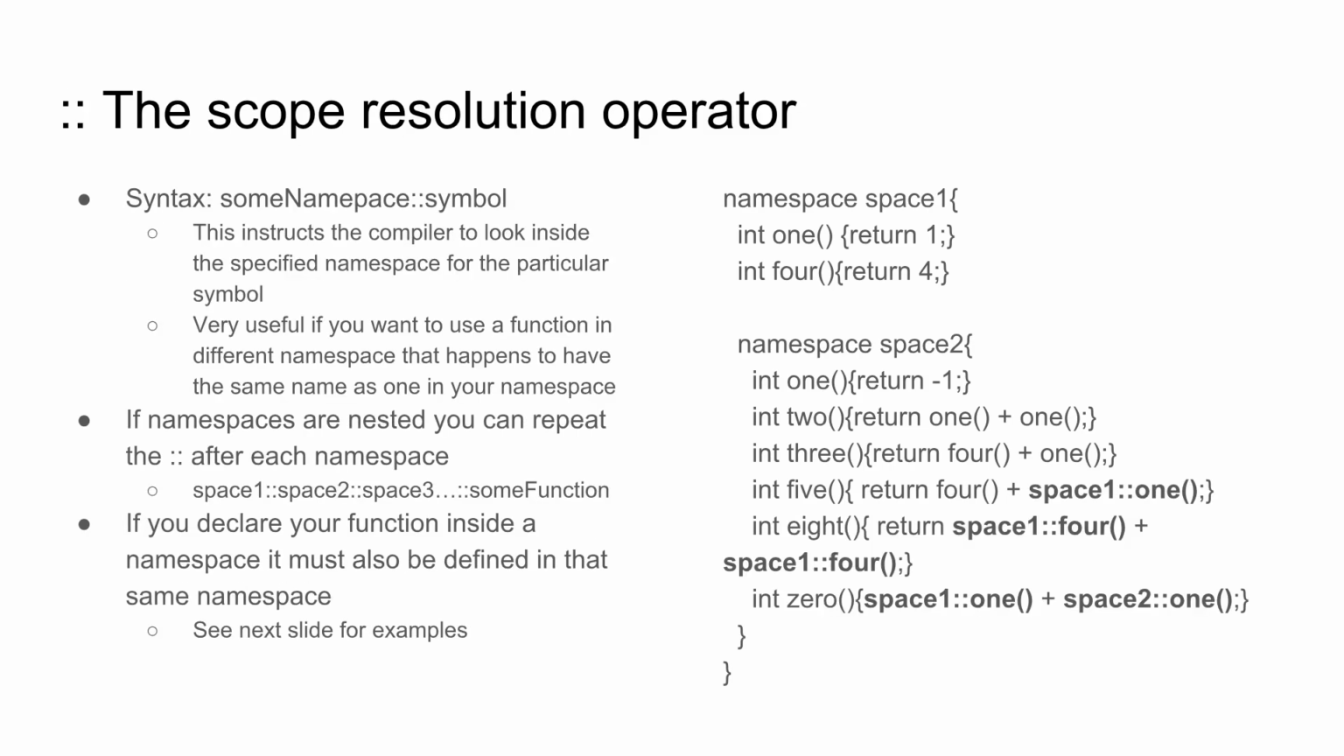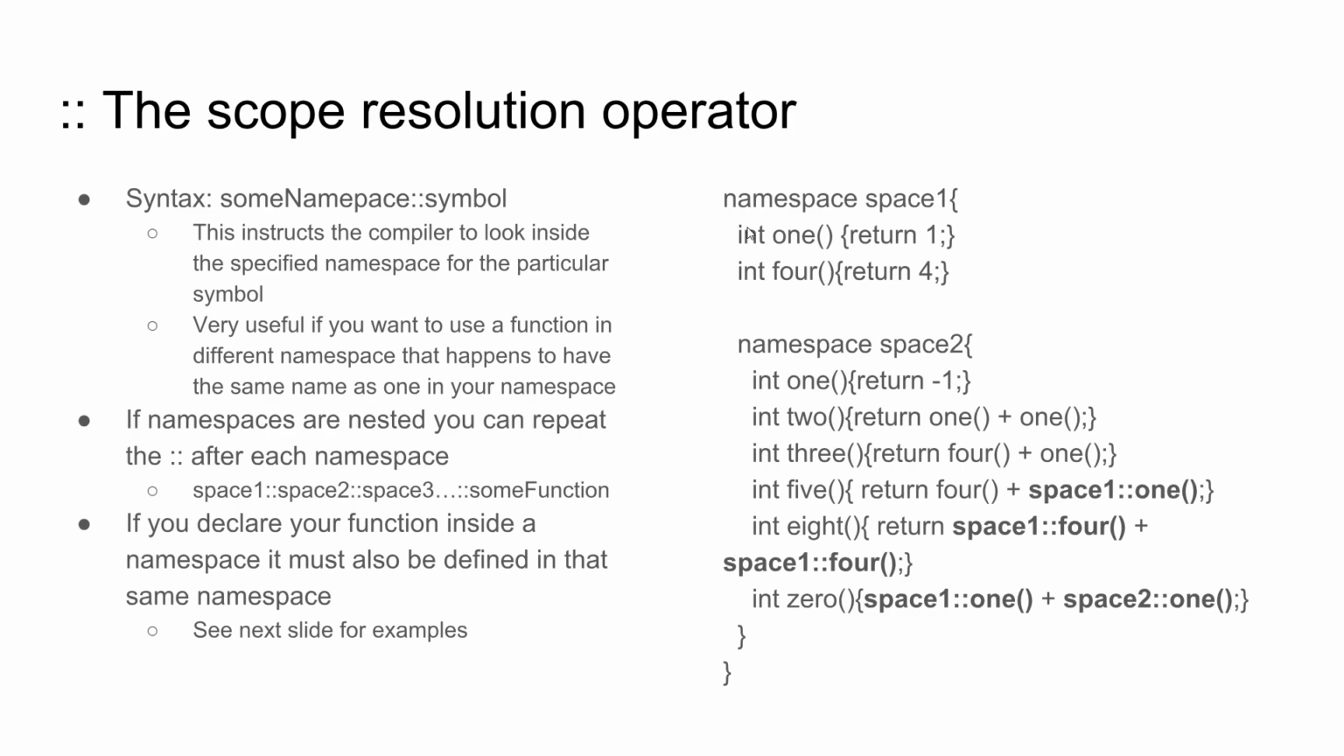You guys have seen the :: operator, and you're wondering what that means. It's called the scope resolution operator, and it directs the compiler to look inside a specific namespace. So you write some namespace, ::, some symbol. If the namespaces are nested, you would write space1::space2::space3 until you finally get down to the namespace you wanted, and then you would list the name of the function that you want to use. It's kind of like a path, but it tells you what namespace to look in instead of which directory to look in.